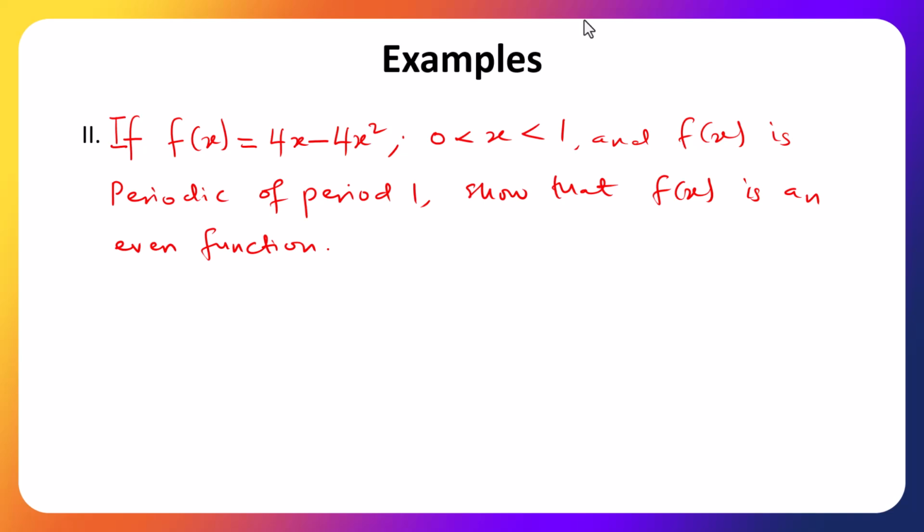Still on solved examples, example 2 says if f of x is equal to 4x minus 4x squared for 0 less than x less than 1 and f of x is periodic of period 1, show that f of x is an even function.